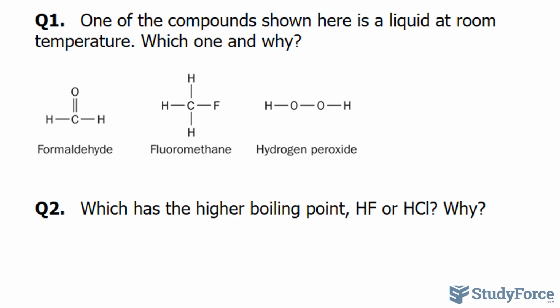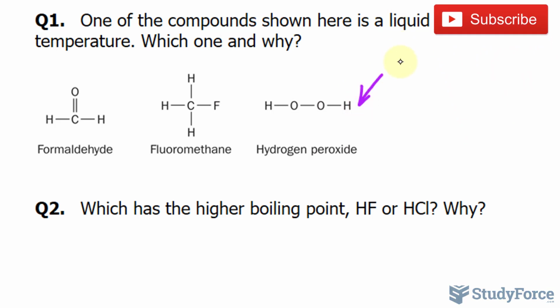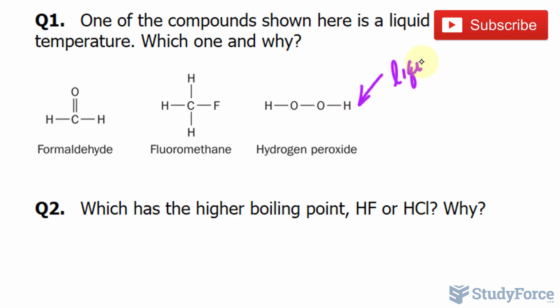The reason is because the hydrogen is not directly bonded to the fluorine. So fluoromethane does not have hydrogen bonding as an intermolecular force. And similarly, in formaldehyde, we have oxygen double bonded to carbon, but that doesn't occur with the hydrogens. So formaldehyde also doesn't have hydrogen bonding occurring. Therefore, to conclude, this is most likely the liquid.